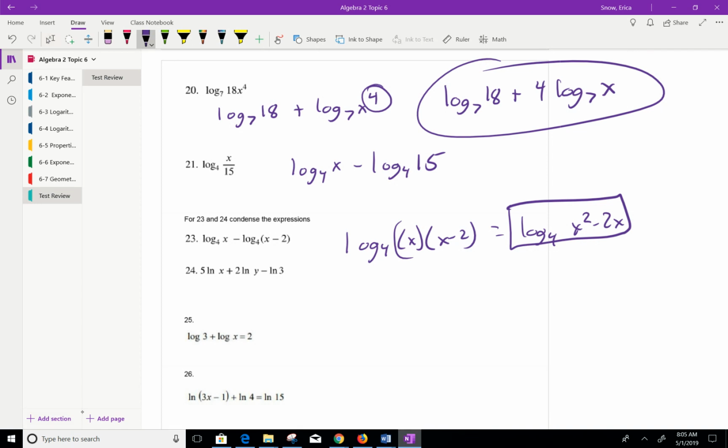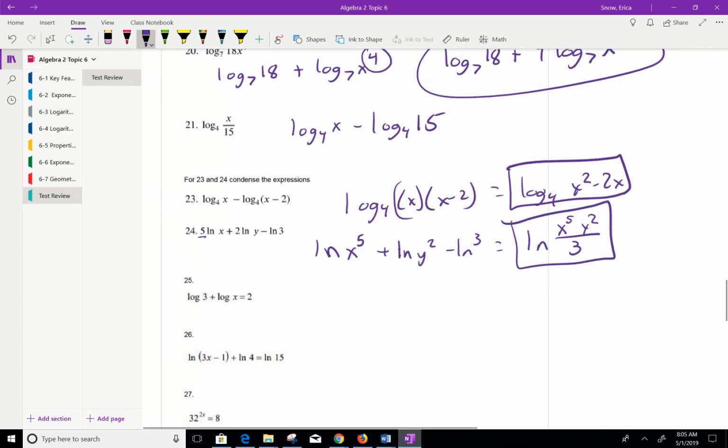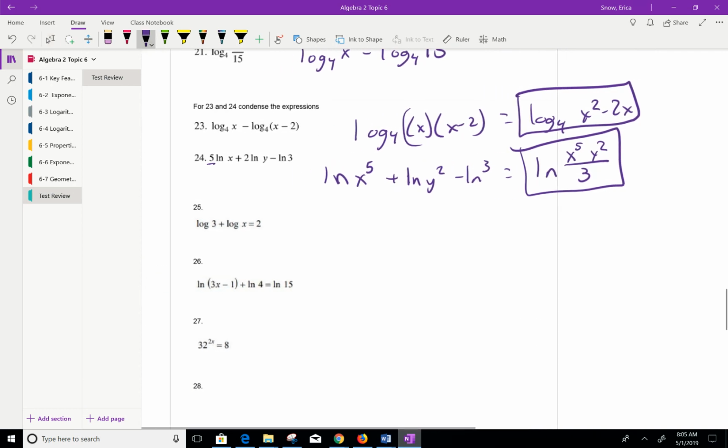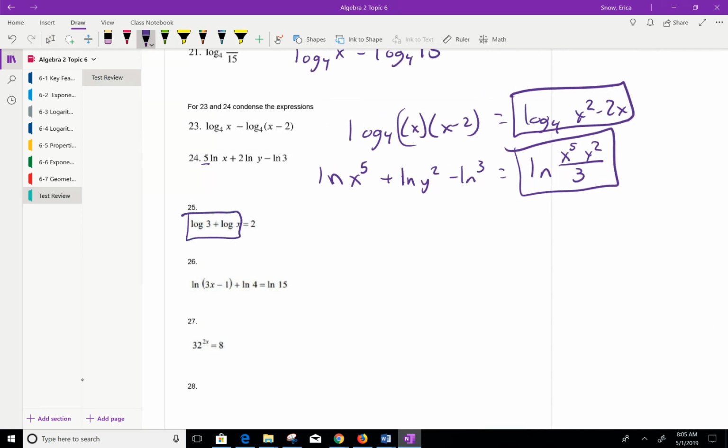And then this one, we have to take care of that 5 first. So we get ln of x to the 5th plus ln y squared minus ln of 3. And then when we're writing them all together, anything positive goes on top and anything negative goes on the bottom. Boom, we're done.